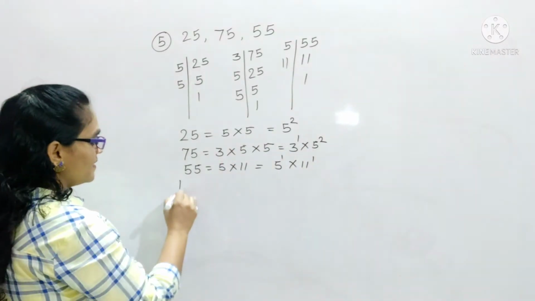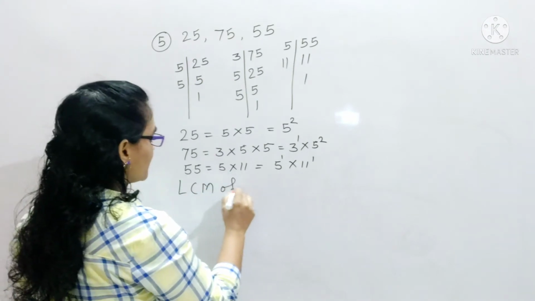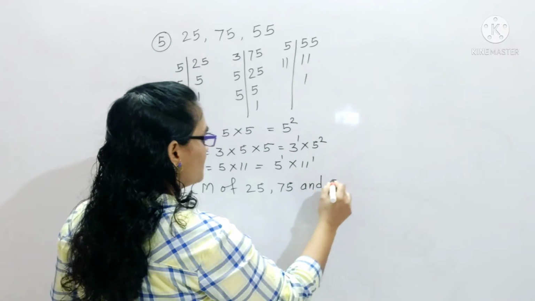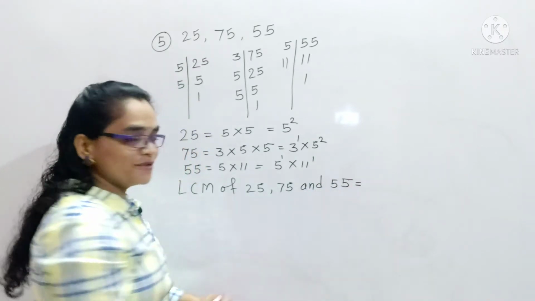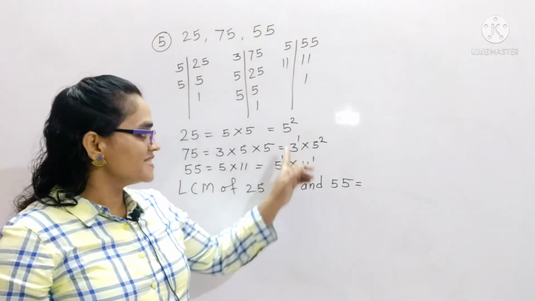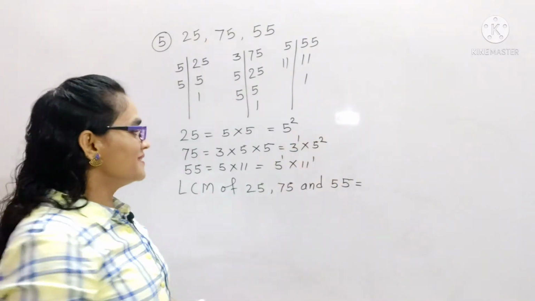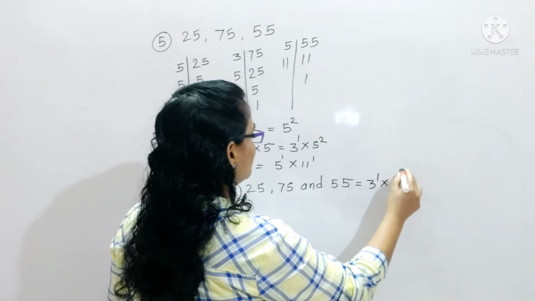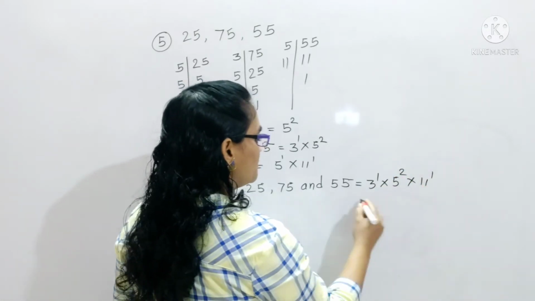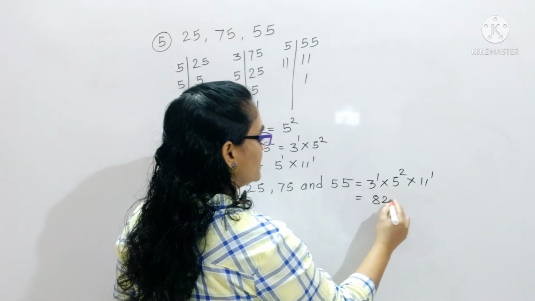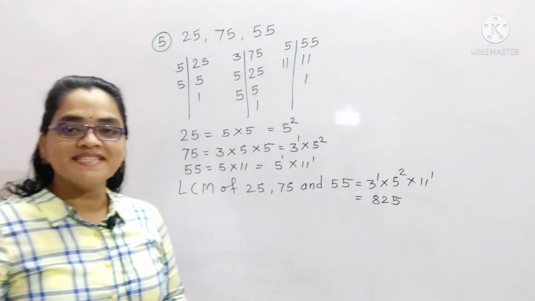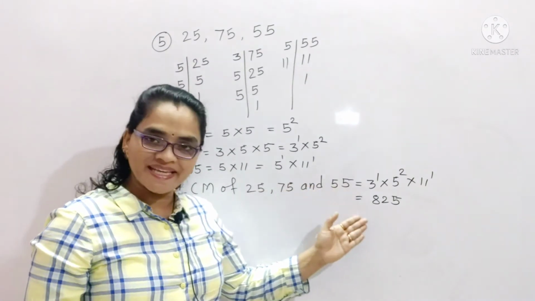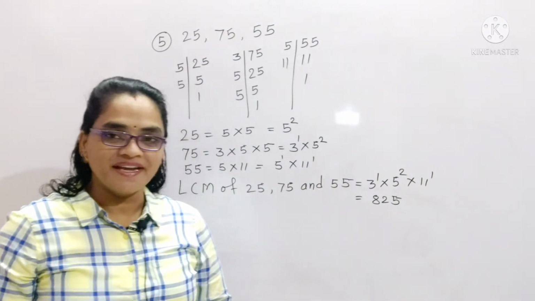And what is the LCM of 25, 75 and 55? Which prime factors do we have to take? Those which have the greatest exponent. Then take 3 raised to 1 into 5 raised to 2 into 11 raised to 1. Find its product. It is 825. Means LCM of 25, 75 and 55 is 825. Okay.